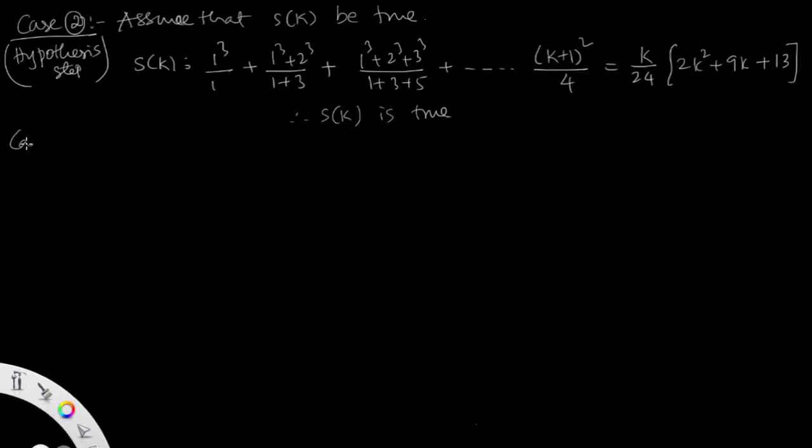Now next, case 3, the last one. Case 3 is nothing but the final conclusion step. Assume that S of k plus 1 is true.